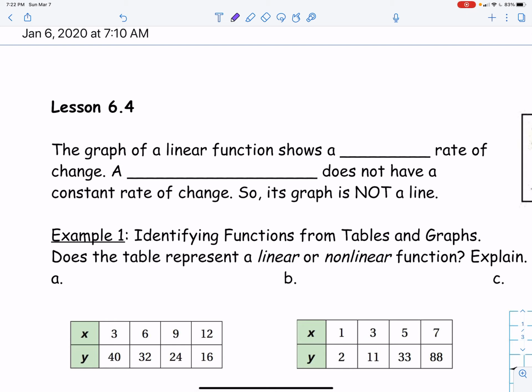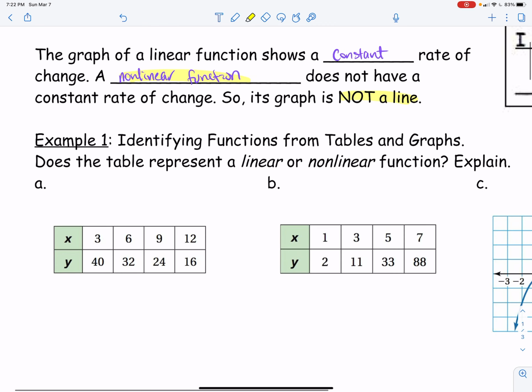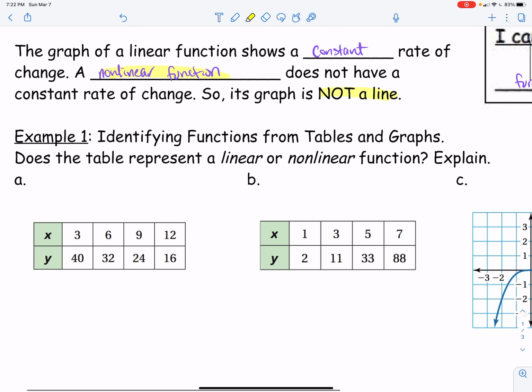The graph of a linear function shows a constant rate of change. A nonlinear function, on the other hand, does not have a constant rate of change. So its graph is not a line. All you have to really know is a nonlinear function is not a straight line. That's pretty much it. Okay, so from a table, how can I figure out a linear, nonlinear function?